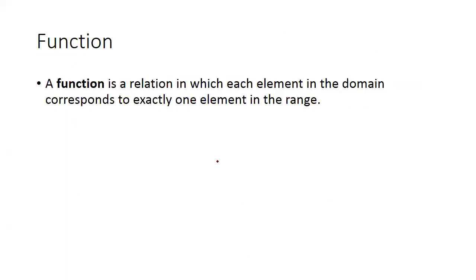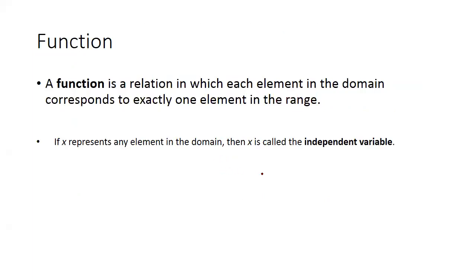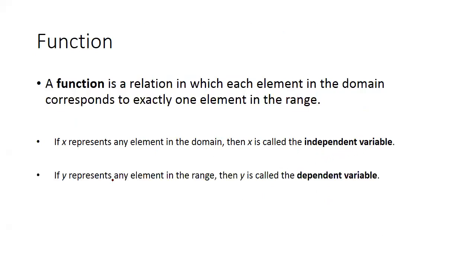A function is a relation in which each element in the domain corresponds to exactly one element in the range. So it means I cannot map the same number from x to different numbers on the y. That's the only restriction there. Let's take a look at this in more examples. If x represents any element in the domain, then x is called the independent variable. If y represents any element in the range, then y is called the dependent variable.